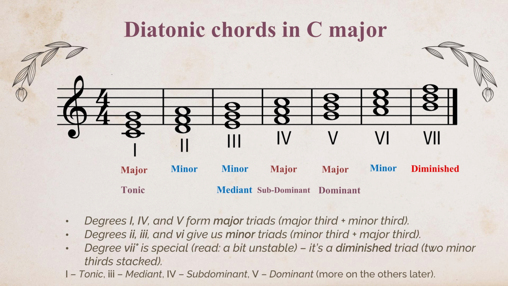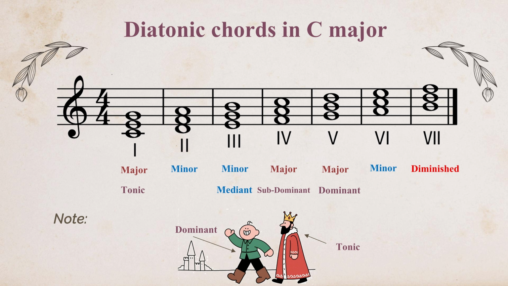When naming the scale degrees, we call the first degree the tonic, the third degree the mediant, the fourth the subdominant, and the fifth the dominant. The others, we'll get to those later. Now, even though we call the fifth degree dominant, that doesn't mean it rules the key. In fact, it's more like the loyal servant of the tonic, which is the real king of the tonal system. Sometimes the dominant acts like a messenger, preparing the arrival of our royal tonic.